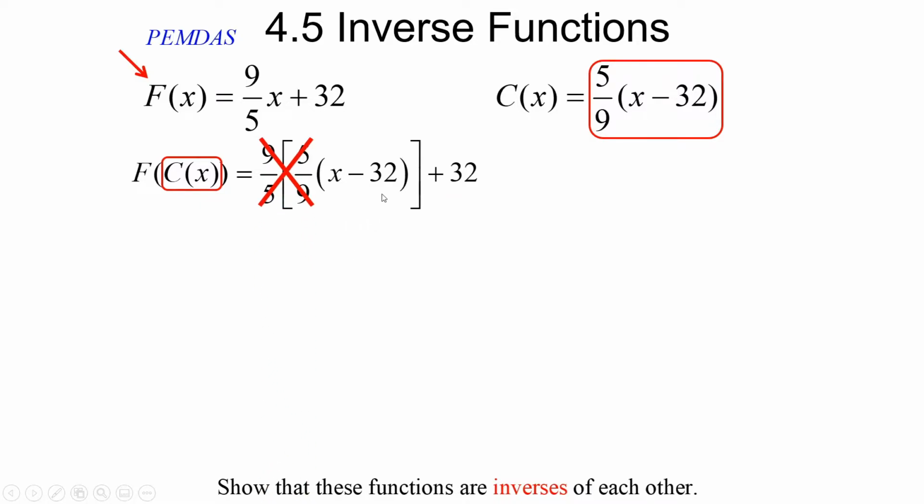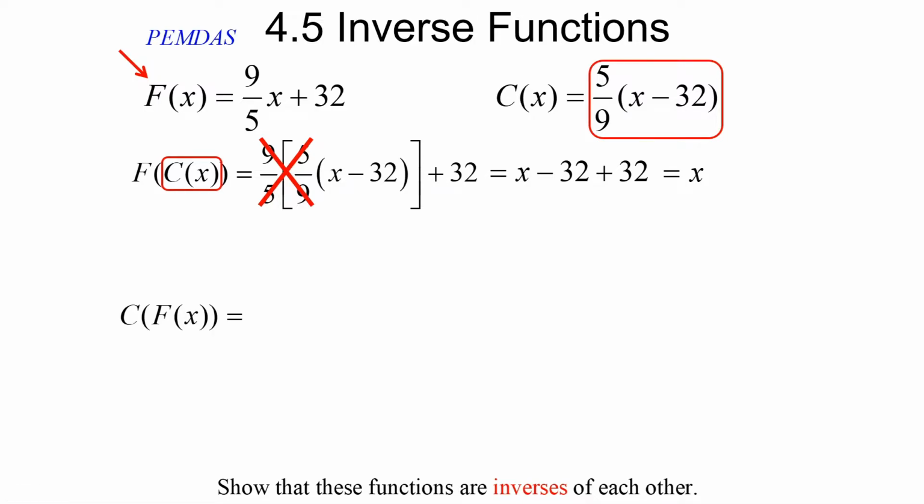x minus 32 plus 32. And I'm going to show every step here. And now, just combine your like terms. What is x minus 32 plus 32? That's going to equal x. There we go. And there's no domain restrictions, so we're good right there.